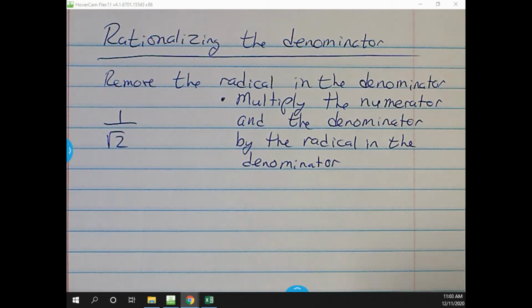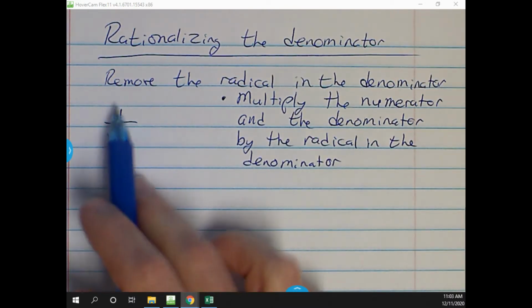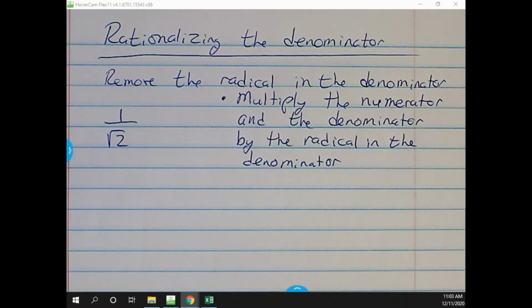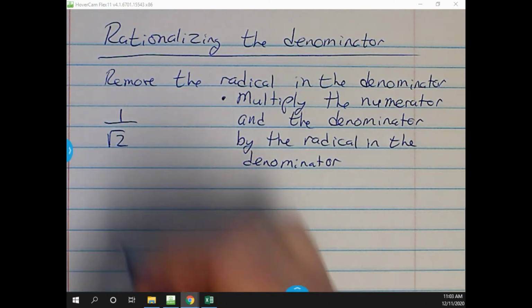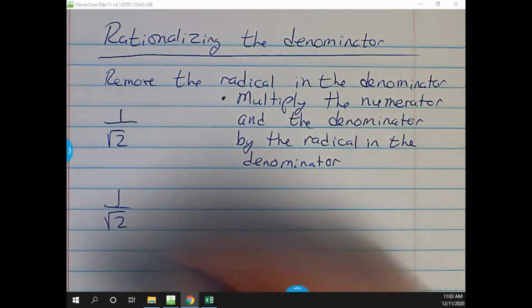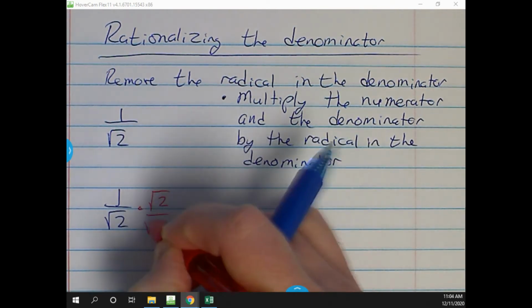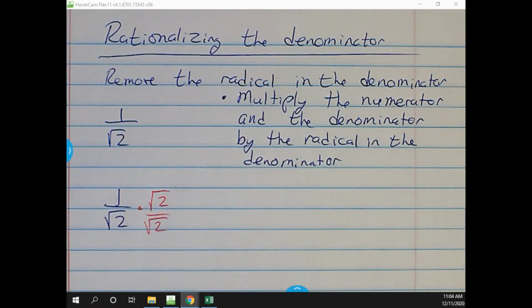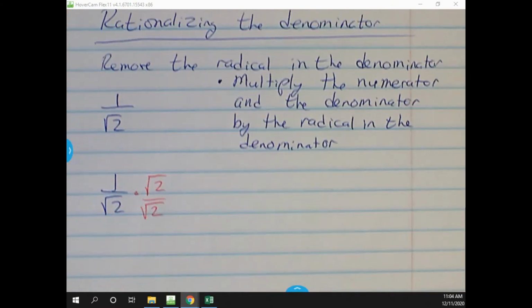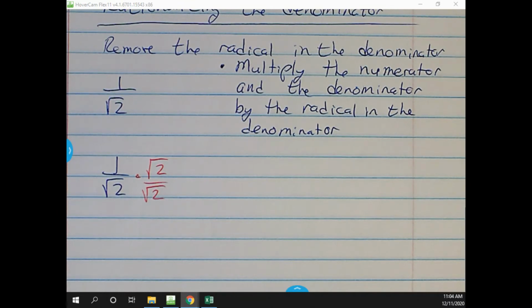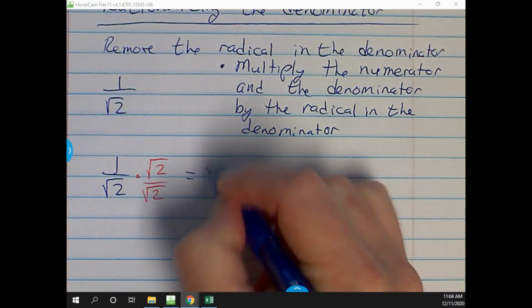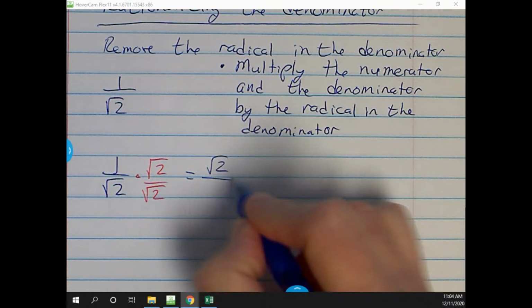Okay, and we'll start with something really easy. These are not going to get super complicated, so we won't have to get into them a whole lot. So if you have a problem, let's say 1 over the square root of 2, and it asks you to rationalize the denominator, here's what we're going to do. We're going to take that 1 over square root of 2 and multiply the top and the bottom, numerator and denominator, by the square root of 2 that's in the denominator. On the top, we get square root of 2. On the bottom, you get square root of 4.